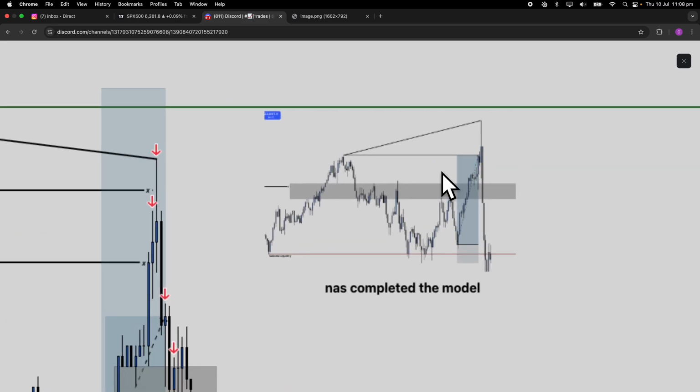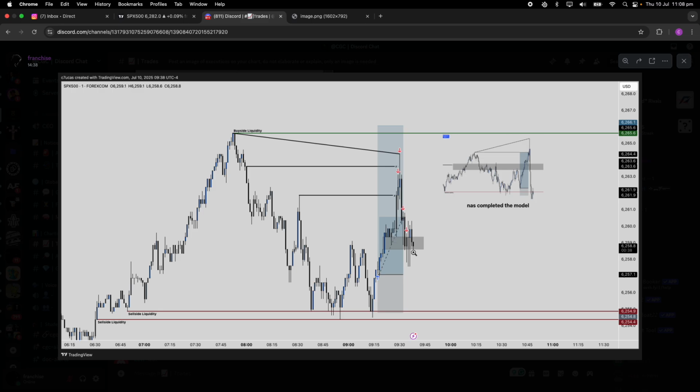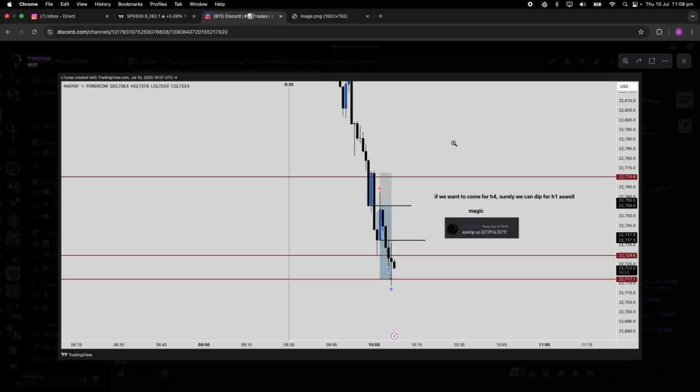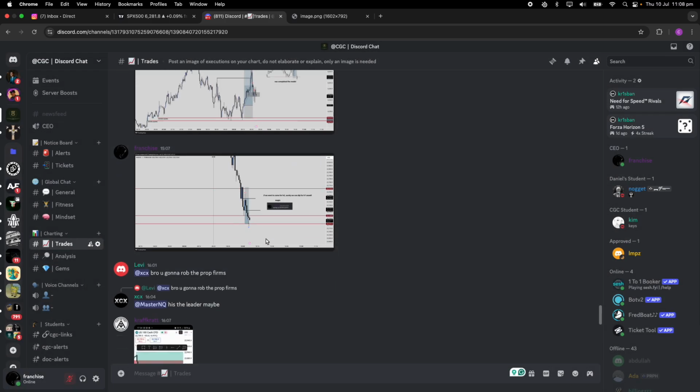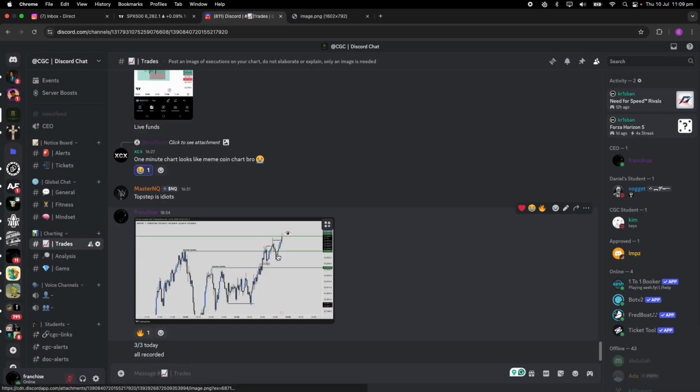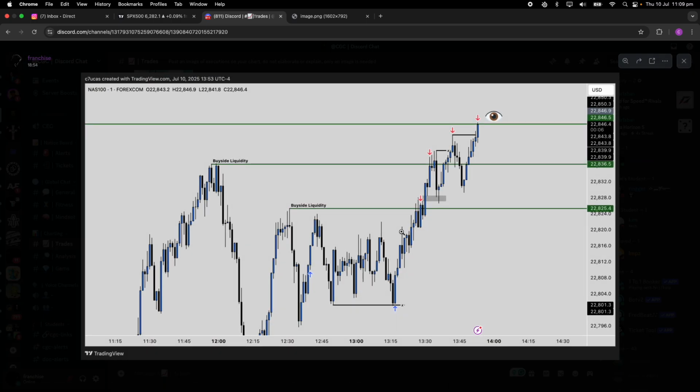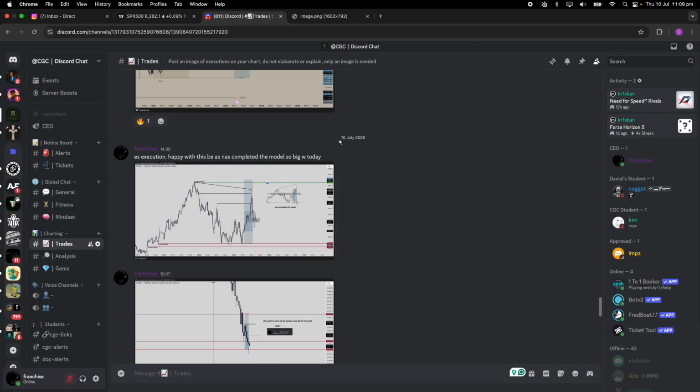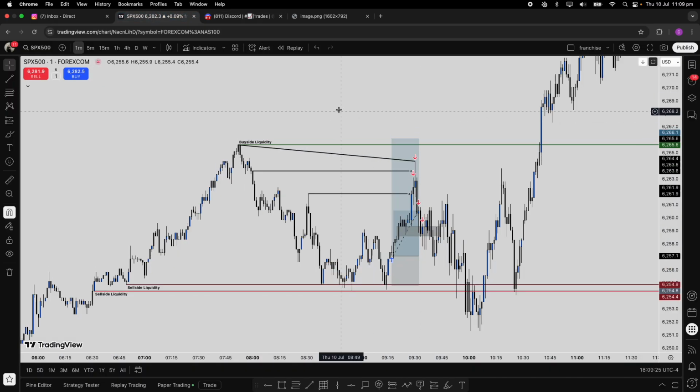As you can see, NAS completing the model, the SMT, and that's obviously getting break even. We then took shorts on NAS, which I will make a separate video on. And then the final trade, which was during the PM session, were these longs up to the original AM target, which we made equal highs at before, dropped down, manipulated, and then ran back up. So this video is going to be about these longs, this buy model.